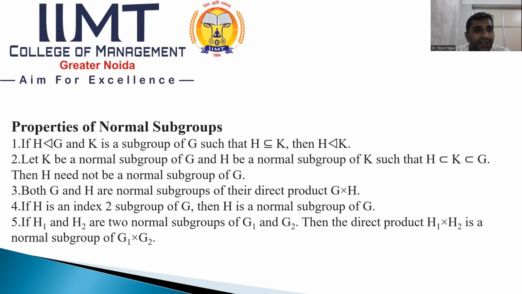Properties of normal subgroup. First, if H is a normal subgroup of G and K is a subgroup of G such that H is a subset of K, then H is a normal subgroup of K. Second, let K be a normal subgroup of G and H be a normal subgroup of K, with H subset of K and K subset of G. Then H need not be a normal subgroup of G. Third, both G and H are normal subgroups of their direct product G cross H. Point 4: if H is an index 2 subgroup of G, then H is a normal subgroup of G. Point 5: if H1 and H2 are normal subgroups of G1 and G2, then the direct product H1 cross H2 is a normal subgroup of G1 cross G2.